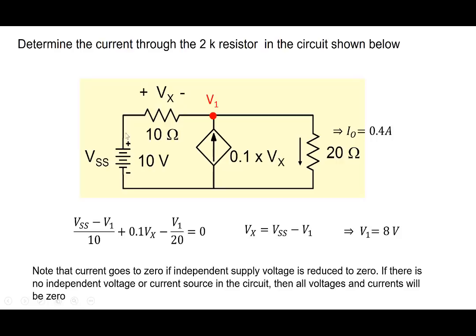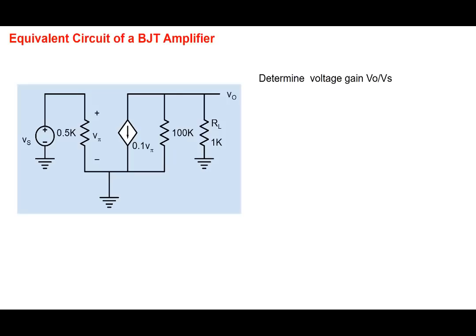If you put VSS equal to 0 here, short it, we'll find that, for example, Vx is 0 and all the currents, everything is 0 here. So you need an independent source, an independent voltage and current to cause current and power, current and voltage and all of that to happen there.